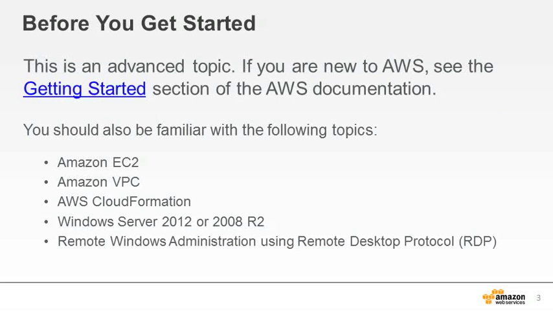So before we get started, this is an advanced topic. If you're not familiar with some of the core AWS services, or if you're new to AWS, then definitely want to spend some time looking at the Getting Started section of the AWS documentation. You'll find that the key services we reference here that are critical are Amazon EC2, and beyond just EC2, things like security groups, network ACLs, as well as Amazon VPC, which is a virtual private cloud service that allows you to define your software networks.